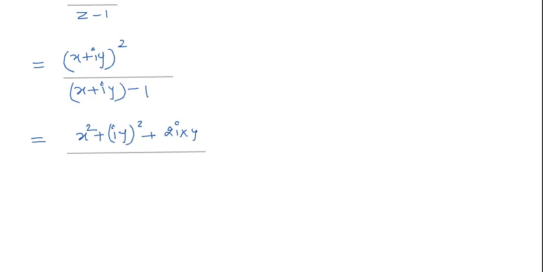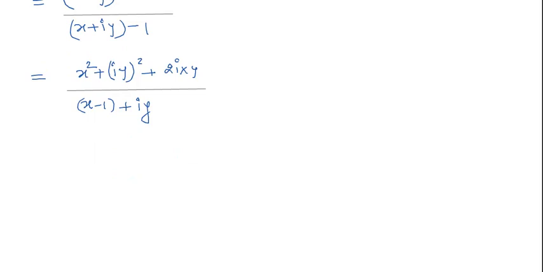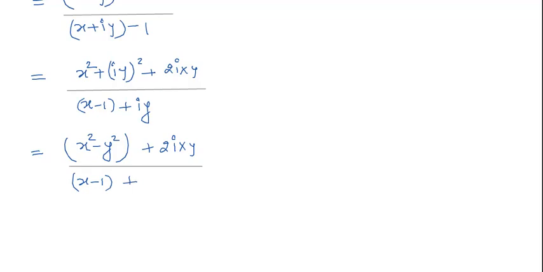Now in the denominator we take the real portion on one side and the imaginary part on one side. So that will turn out to be x minus 1 plus iota y. Now as we know that iota square is minus 1, so the numerator turns out to be x square minus y square plus 2 iota xy divided by x minus 1 plus iota y. Now we need to convert this complex number in the standard form, and to do this we need to multiply in numerator and denominator by the conjugate of the denominator.